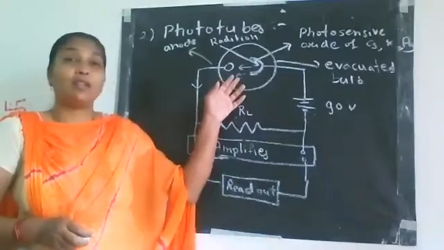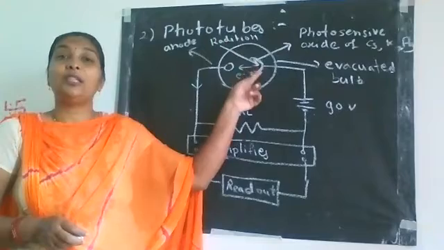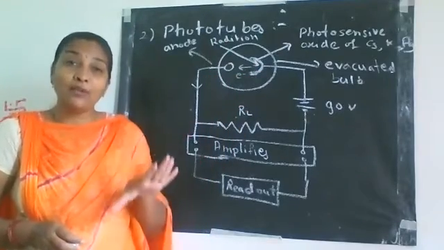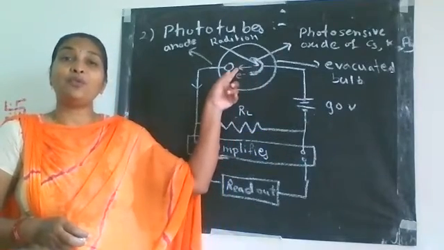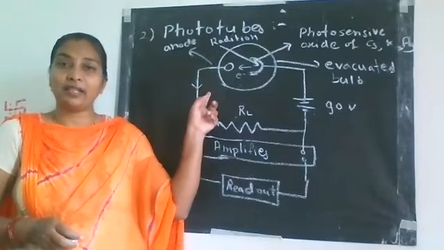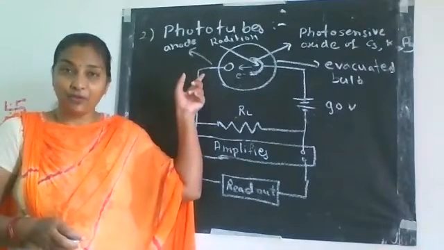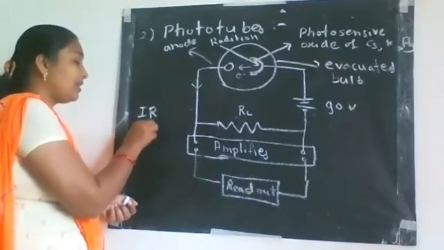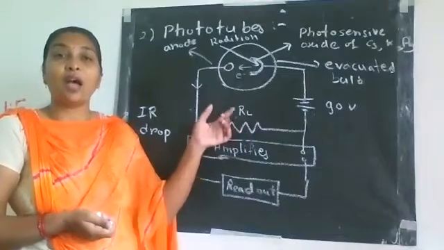Okay, now see, when radiations fall on the photosensitive material of the cathode, this photosensitive material emits electrons. Under high voltage of 90 volt, these liberated electrons will migrate towards the anode. Now the anode collects those electrons and sends them towards the resistor. Due to that, photocurrent is produced. As a result of this photocurrent, the IR drop occurs across this internal resistor RL.